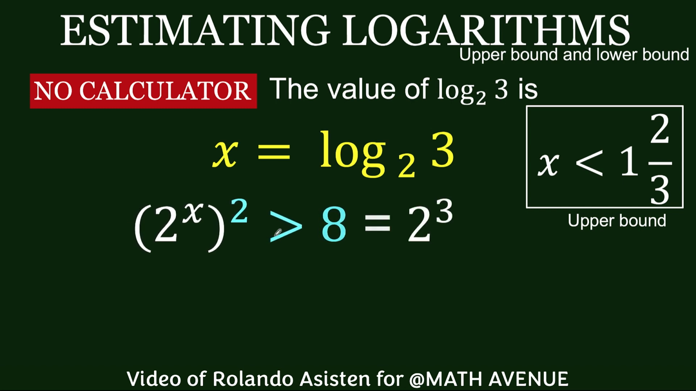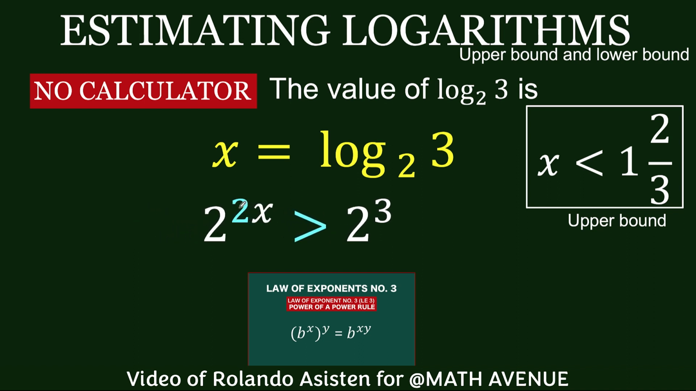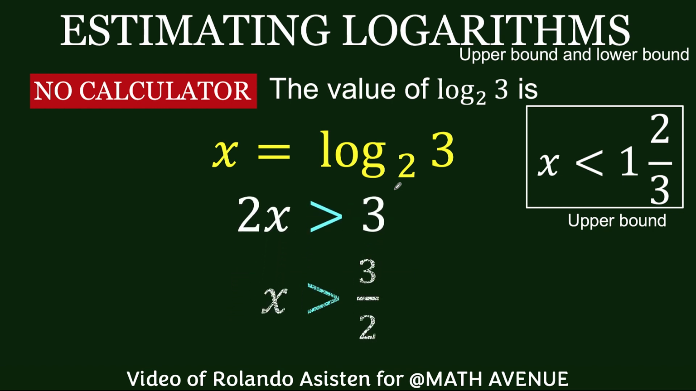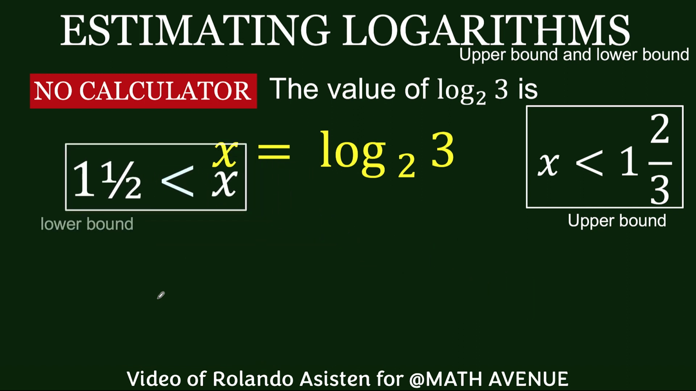So we now have this left side greater than 2 to the third. So again, going back to the law of exponents, the left side of this inequality can be simplified as 2 raised to 2x. And we have the same bases, then this exponent 2x must be greater than this exponent 3, and we now have this result. And solving for x, x is greater than 3/2, or x is greater than 1 and 1/2. And when x is greater than 1 and 1/2, it follows that 1 and 1/2 must be less than x. And this is now our lower bound for x.